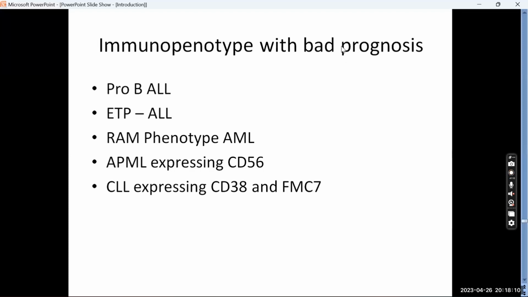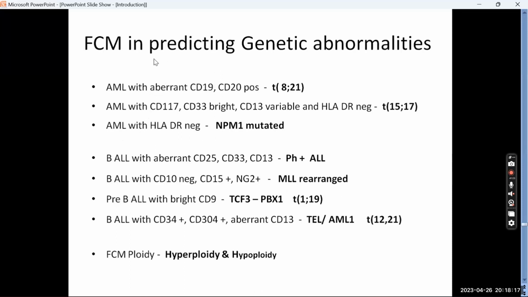Flow can also add light, apart from diagnosis and classifying. It gives you an idea about the prognosis, how this case is going to do in the future. And as I said, FCM can also predict genetic abnormalities. The case I showed you was MLL rearranged. Similarly in AML, it can detect translocation 8;21 when the blasts are apparently expressing CD19. Similarly, APML I told you, and when the myeloid blast is HLA-DR negative, it is most likely NPM1 mutated, provided you have excluded APML.